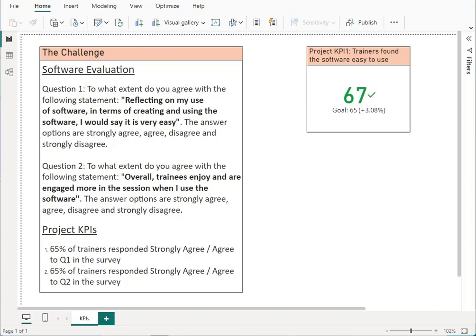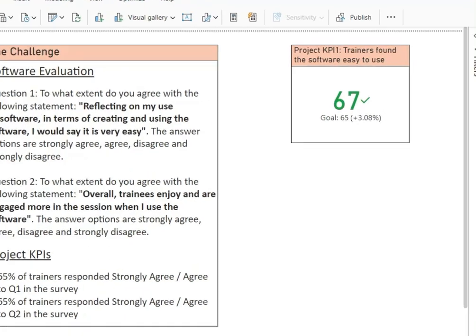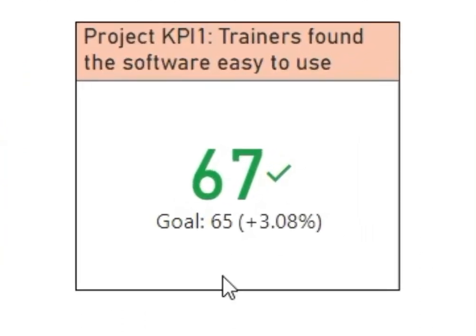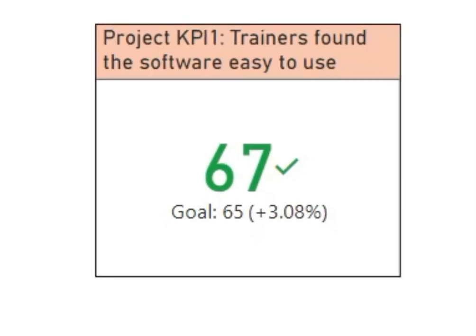So as you can see from the screen, I've got an example in the top right hand corner, which is the project KPI for trainers found the software easy to use. The goal was 65% of the responses from the surveys either strongly agreed or agreed with it. And we had 67% altogether, so we're above the goal. So the KPI has been met. It's green with a big tick, which is great for the software evaluation.